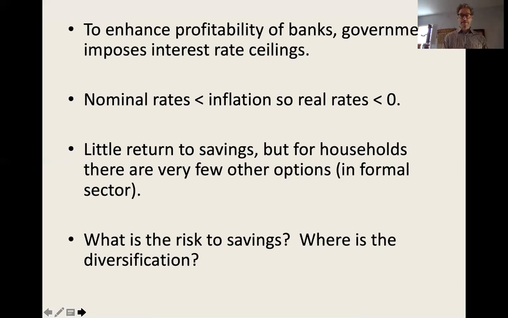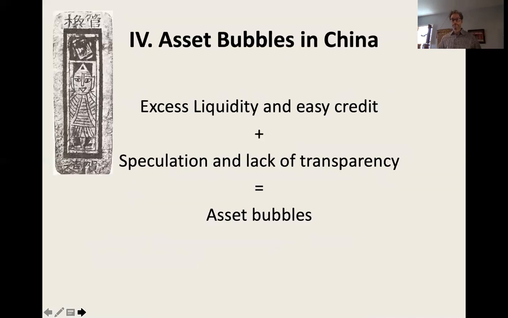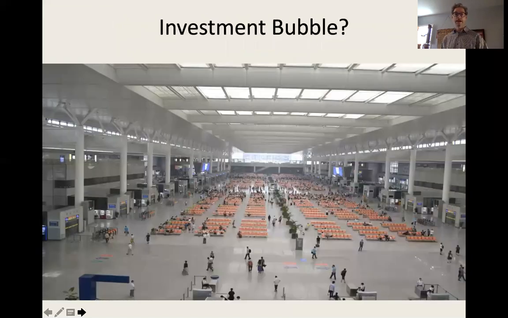Where does some of this savings go that doesn't go to the banks? It goes into asset bubbles in China. Because there's all this savings sloshing around, and because there's a lot of speculation in housing particularly and a lack of transparency, this can lead to asset bubbles. And this is what history has told us. When there's a lot of liquidity, a lack of transparency and too much speculation, you get asset bubbles. And that's definitely what we see in China.